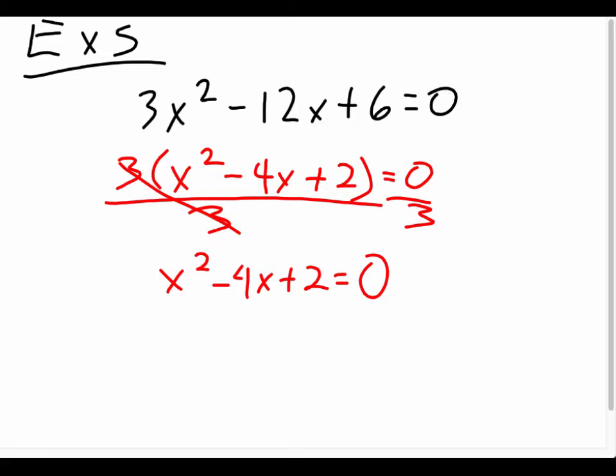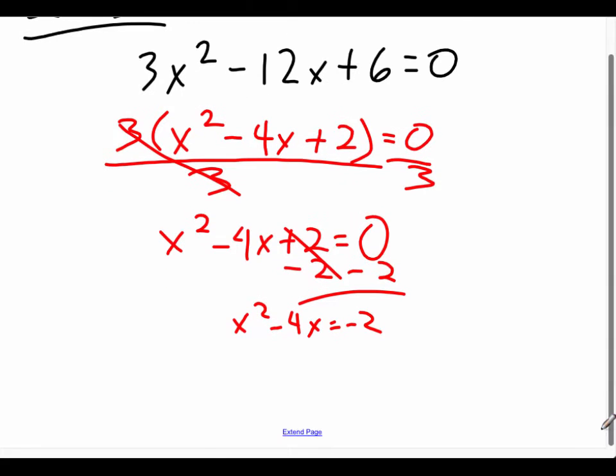All right, so now at this point, what's the next step? I'm going to minus 2 from both sides. And then I get x squared minus 4x is equal to negative 2.